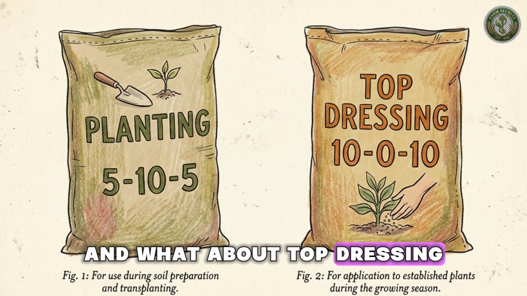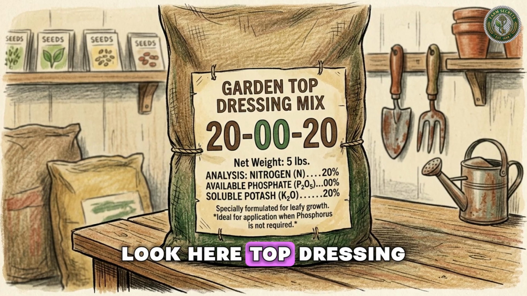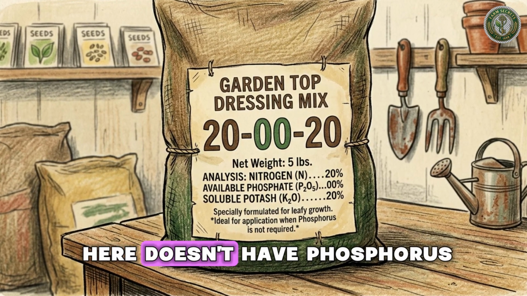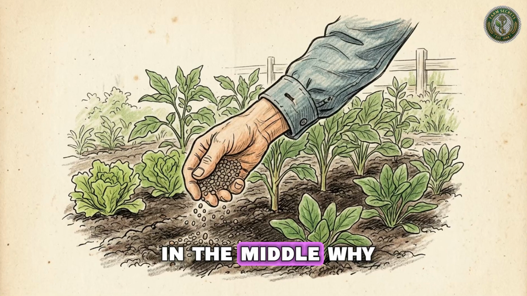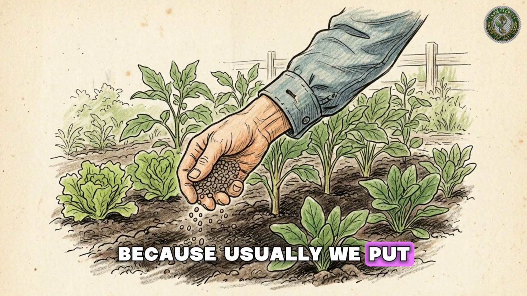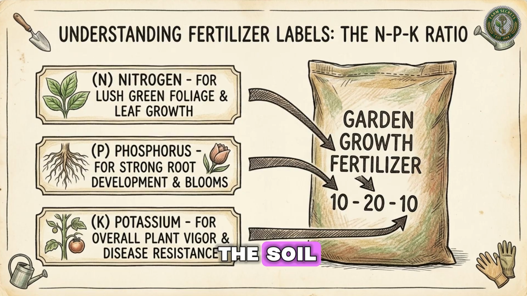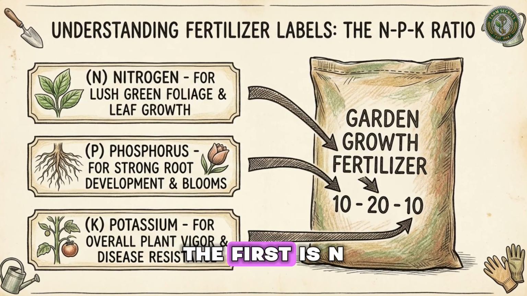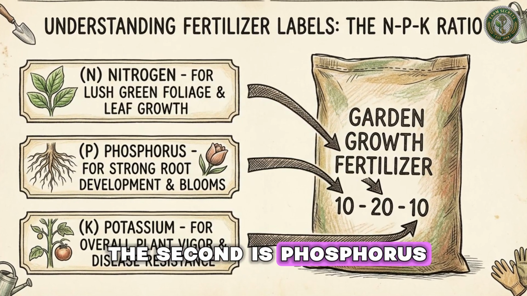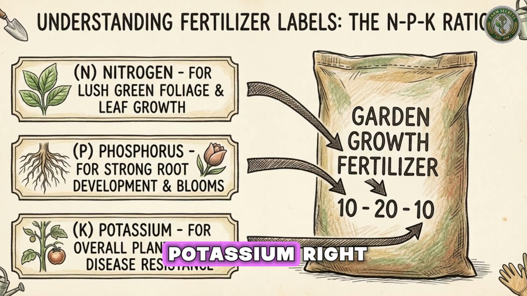And what about top dressing? Look here. Top dressing, as you can see, doesn't have phosphorus in the middle. Why? Because usually we put this top dressing on top of the plants, on top of the soil. So look, the first is N, the second is phosphorus, and the third is potassium.